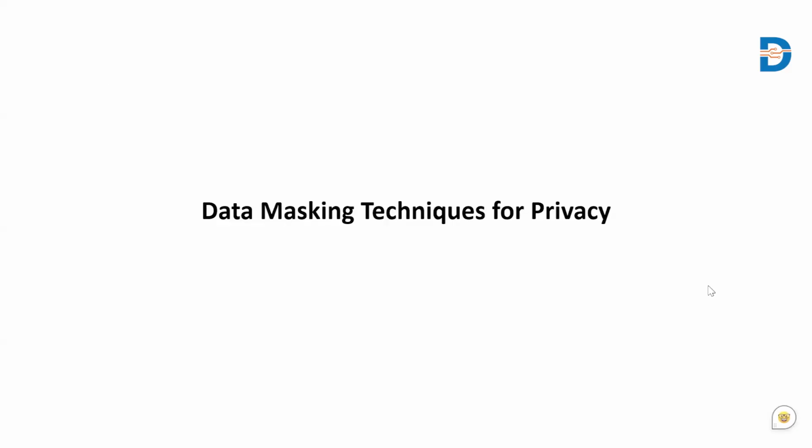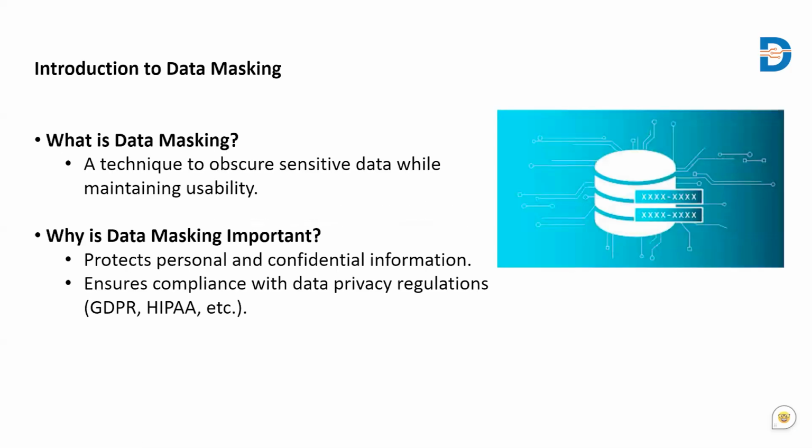Today we'll discuss data masking technique for privacy. So what is data masking? Data masking is a technique to obscure sensitive data while maintaining usability. You can say it's a technique to hide sensitive data while keeping it usable for operations like testing, analytics, and data sharing. And it protects personal confidential information.